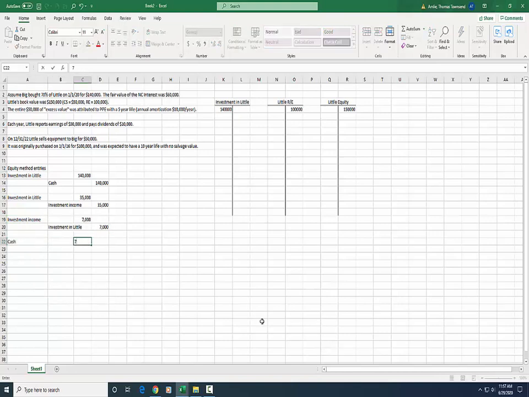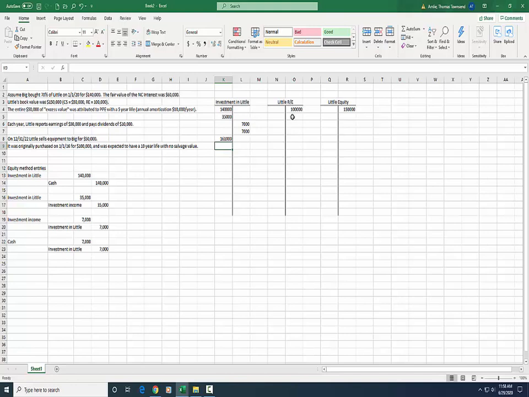We get 70% of the $10,000 of dividends. Okay, so let's go ahead and update our T accounts here. The investment in Little, we start with 140. We added 35,000. We took away 7,000 for the amortization. We took away $7,000 for the dividends. And I'm not sure why that's in bold. And so our ending balance is $161,000.